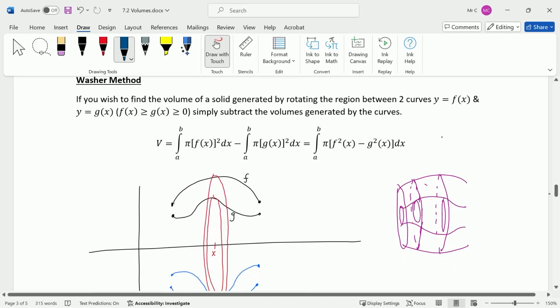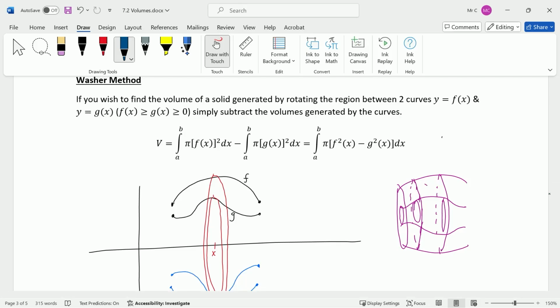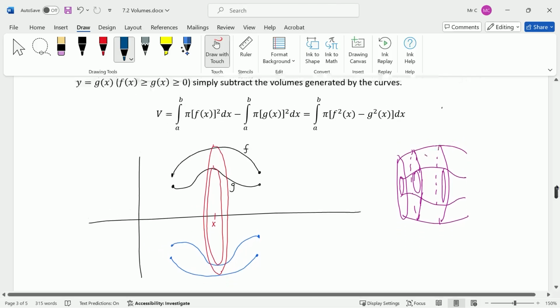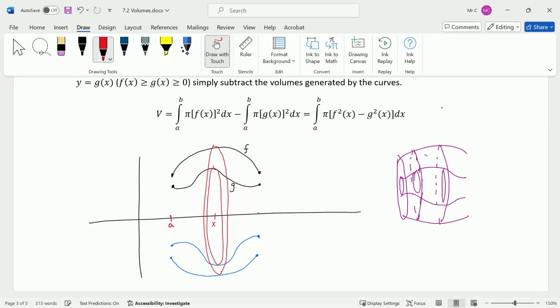All right, so now we're going to be talking about the volume of a solid generated by a region between two curves, y equals f of x and y equals g of x, where f is greater than g is greater than 0. And to do this, we simply subtract the volumes generated by each curve individually. So what do I mean? If we look here, we've got this region between f and g, and let's say there's an a value and a b value here. So if we take that region and rotate it in 3 dimensions, it looks something like this picture I've drawn on the right.